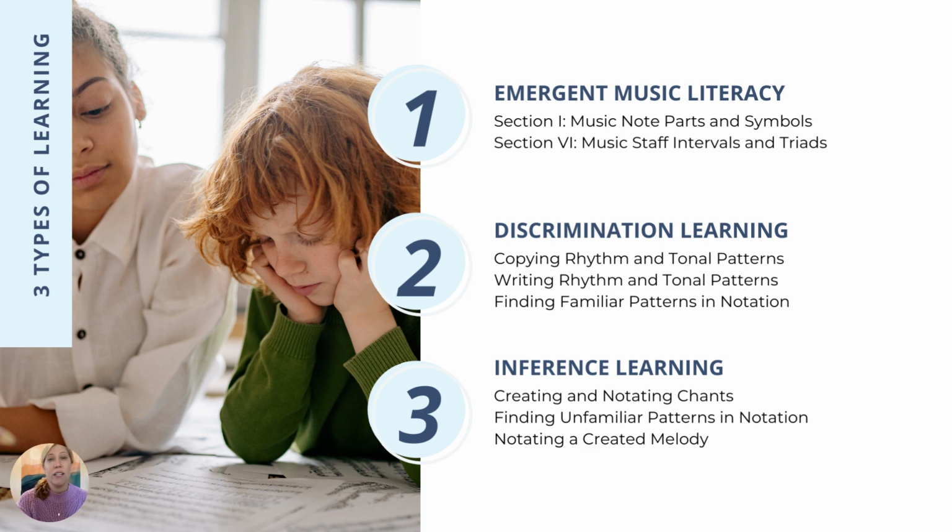Next, a student is in discrimination learning in the reading and writing book. Discrimination learning is when a teacher is modeling and guiding the student and teaching them the answer. So this happens through copying tonal and rhythm patterns in the book, writing down familiar patterns from their audiation, and then finding familiar patterns in notation. All of these activities are led by the teacher, and the teacher guides the student to the answer instead of allowing the student to try and guess or teach themselves.